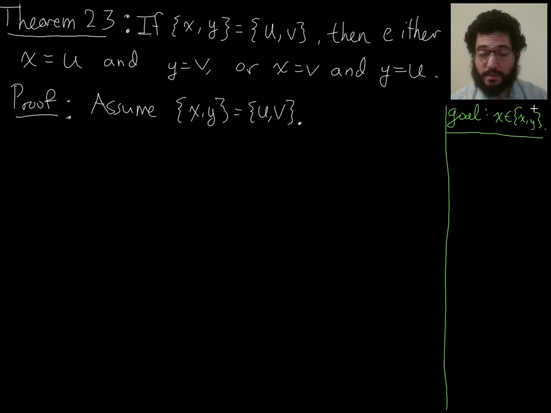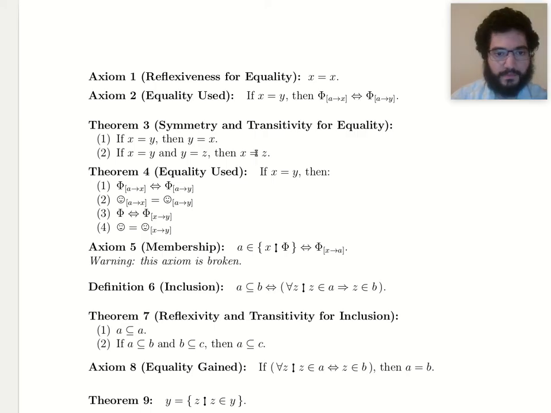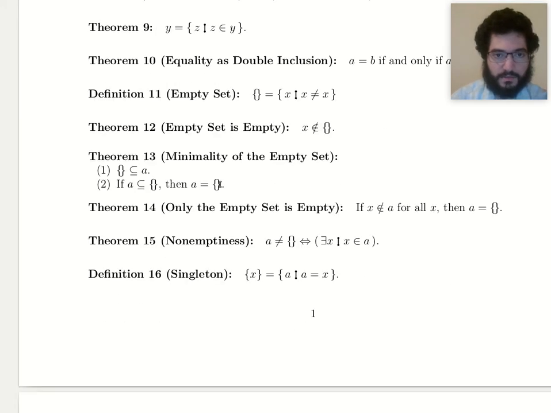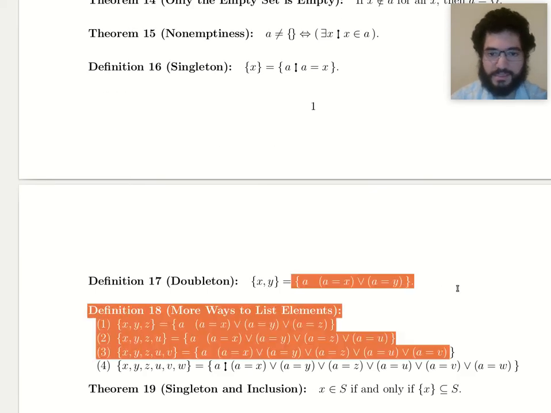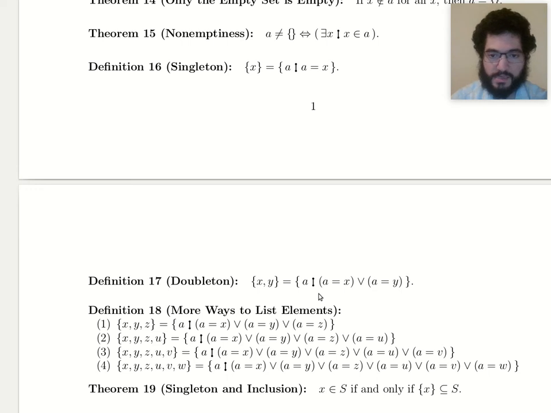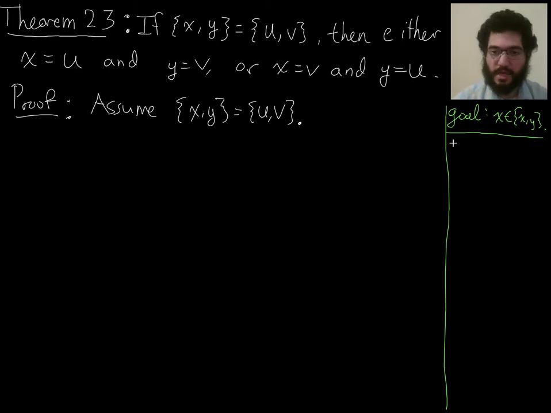Well, I have no choice but to use the definition of doubleton. Looking here, definition 17, it's this. So doubleton xy is the set of things that are either equal to x or equal to y. So according to axiom 5, what I need to prove is that x is either equal to x or it's equal to y. By axiom 5, this proposition is equivalent to this proposition.